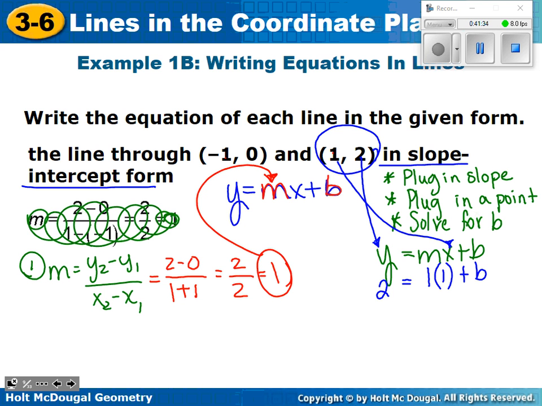So what do we get when we do 1 times 1? 1. So we have 1 plus b equals 2. And now what do we do to solve for b? Subtract 1. And what is b? 1.